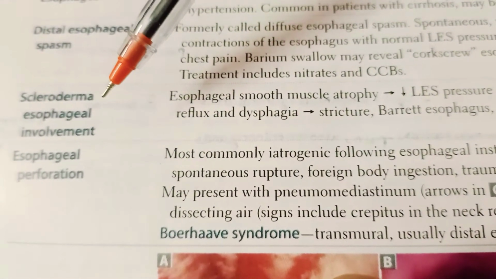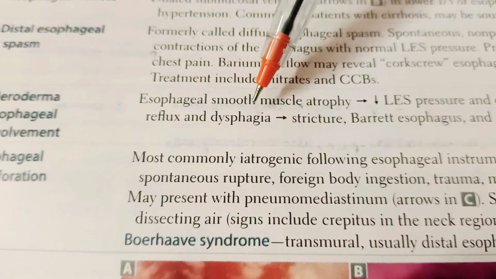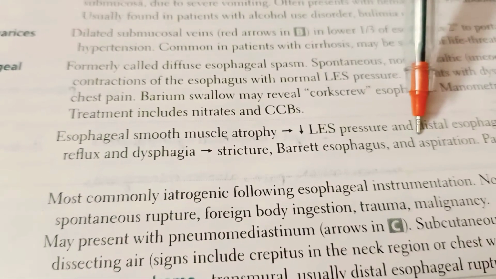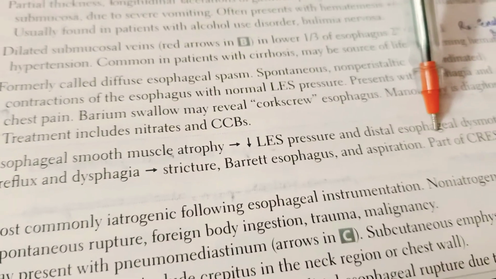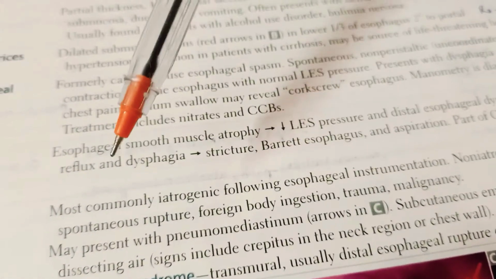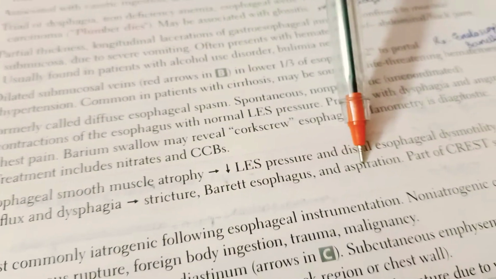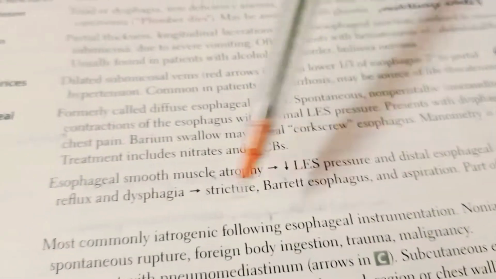Next, scleroderma, esophageal involvement. That is smooth muscle atrophy of the esophagus, decreased lower esophageal pressure and distal esophageal dysmotility, and that leads to acid reflux, dysphagia, stricture, Barrett esophagus, and aspiration. It is part of CREST syndrome.